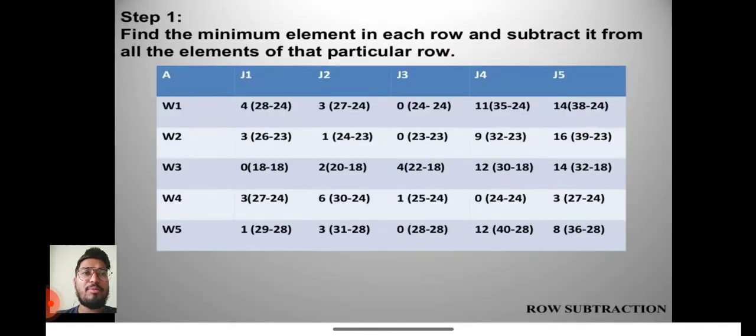Step 1. Find the minimum element in each row and subtract it from all the elements of the particular row. In worker 1, 24 is the lowest number, and so 24 is subtracted from the others. In W2, 23 is the lowest number, and so it is subtracted from the numbers. In W3, 18 is the lowest number and it is subtracted from the others. In W4, 24 is the lowest number. In W5, 28 is the lowest number.